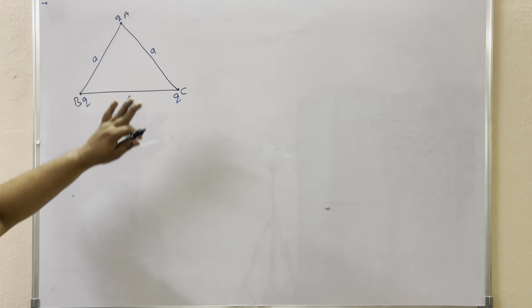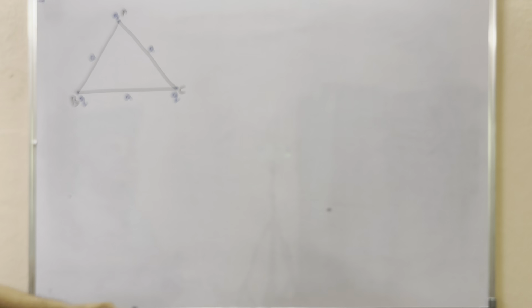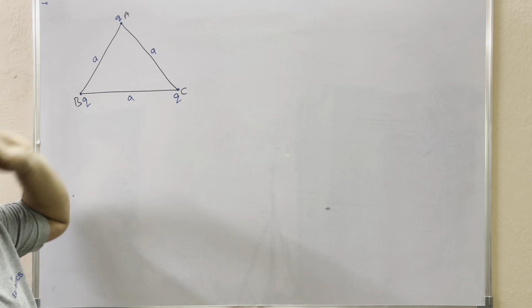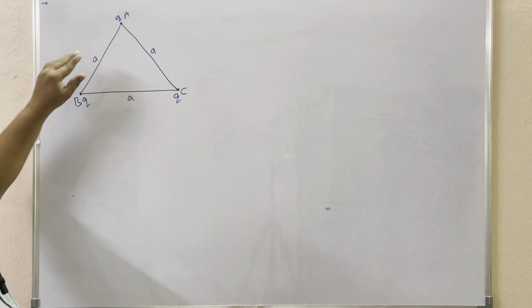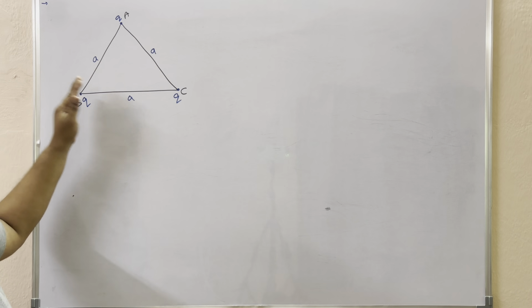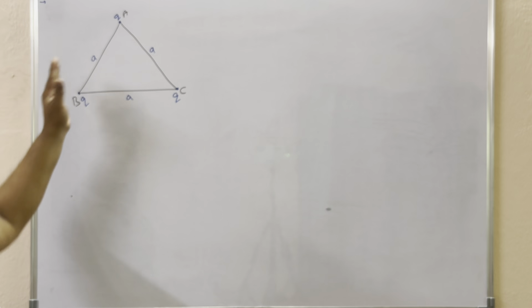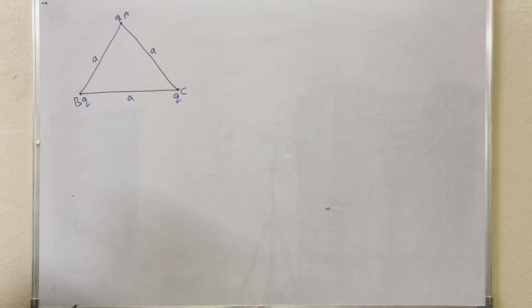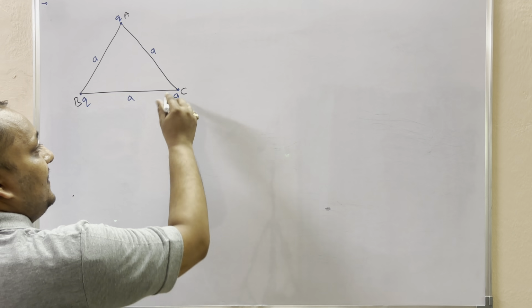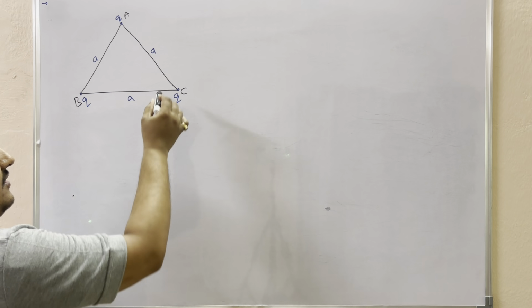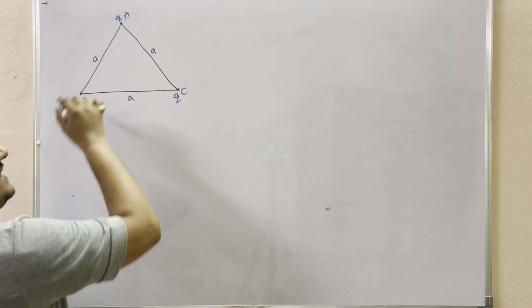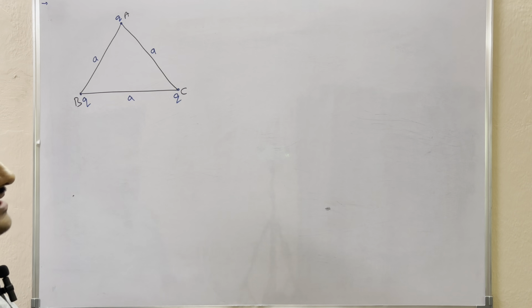Resultant electric force on any one of the charges means you can take either A, B or C. Let us assume I want to find it on C. If you are taking C, except C, how many charges are there surrounding? Two charges are there.